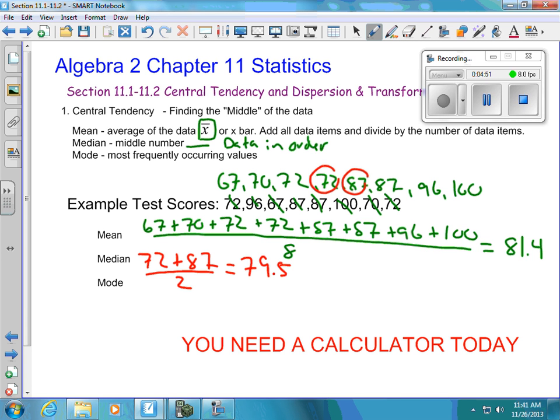The mode is the number or numbers that occur most often. We can see the 2 numbers that repeat are 72 and 87, so we have 2 modes, 72 and 87. So that's doing it by hand.